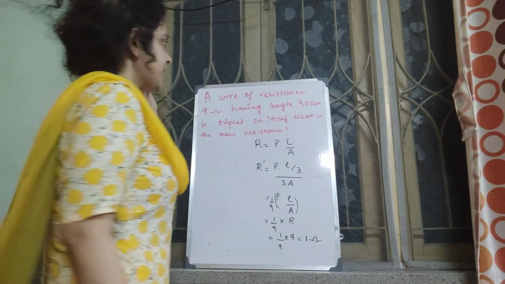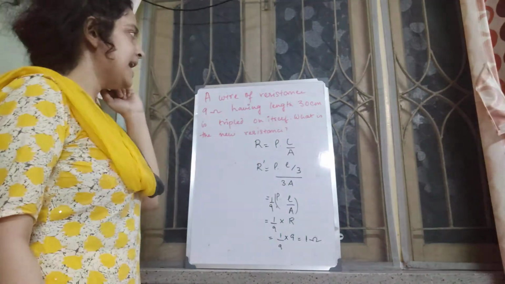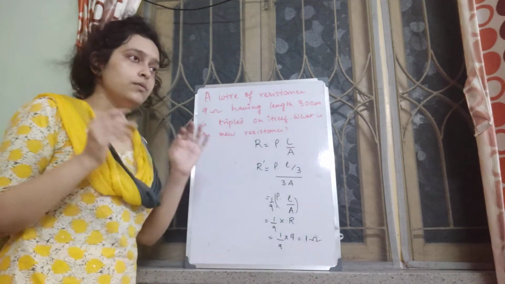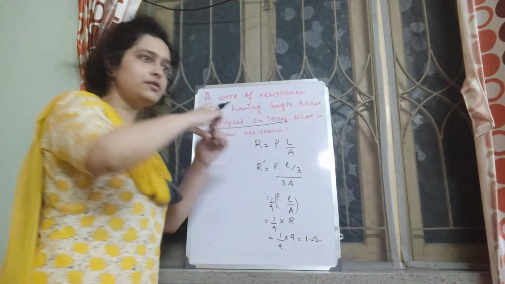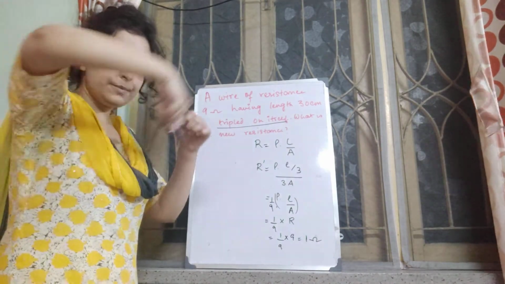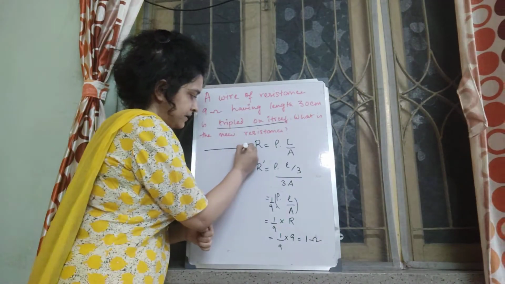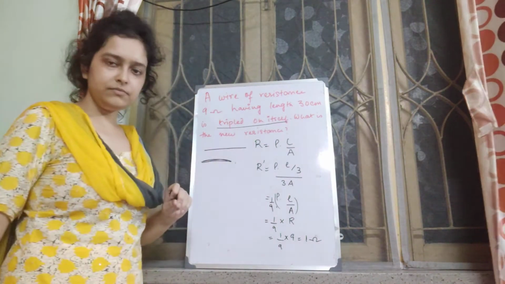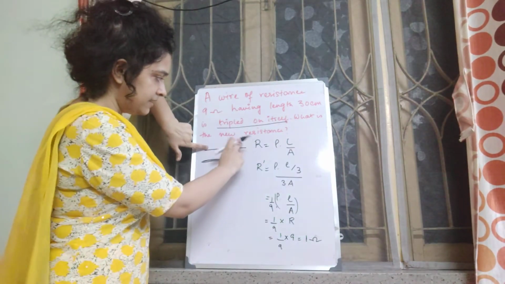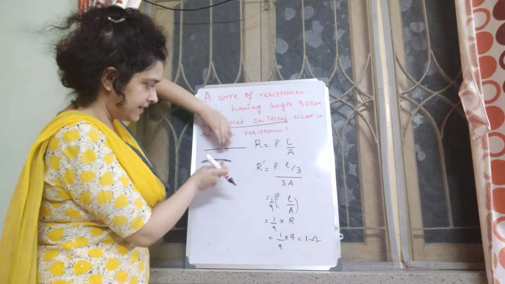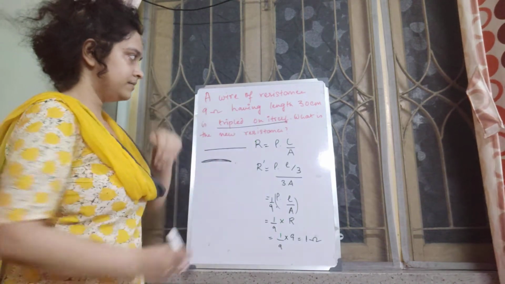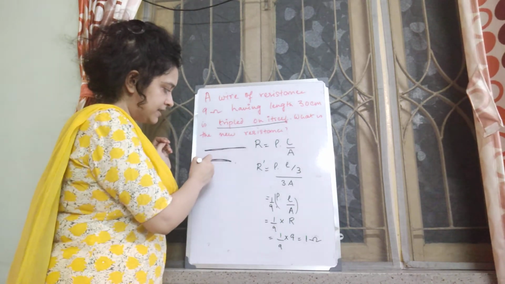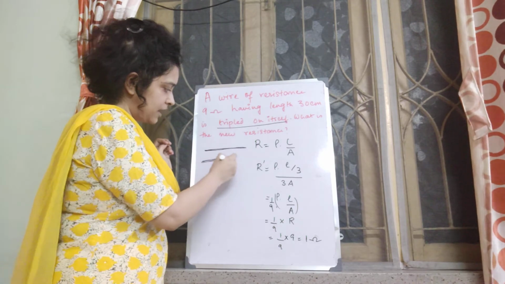Now see this one. A wire of resistance 9 ohm having a length given is tripled on itself. Understand the meaning. Tripled on itself means it's not stretched to thrice its length. If this was a wire, now it's kept like this. So I'm folding the wire into 3 folds. So now it has become like this. Why? Because it's now in 3 folds.